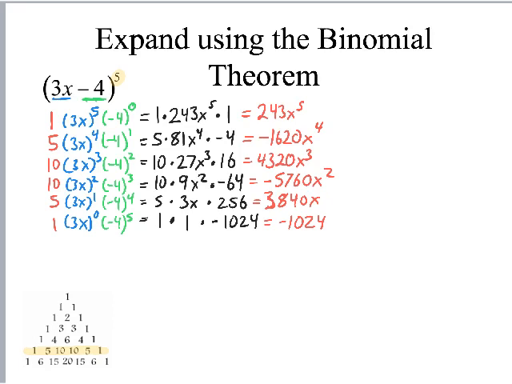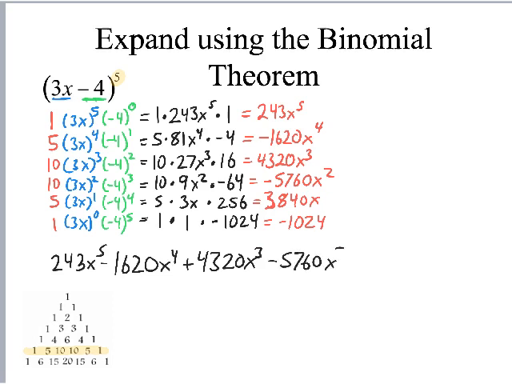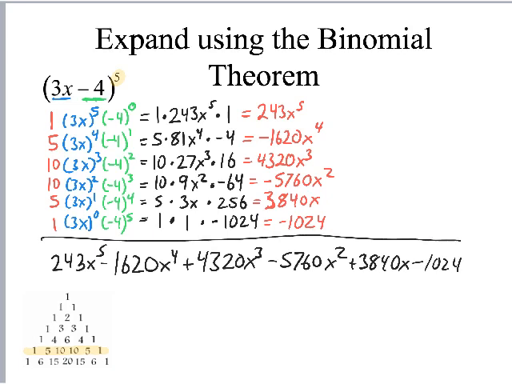Let's write them out. I know it's kind of pointless, but let's write it out nice and long horizontal. It is 243x to the 5th minus 1,620x to the 4th plus 4,320x to the 3rd minus 5,760x squared plus 3,840x minus 1,024. That, my friend, is the answer.